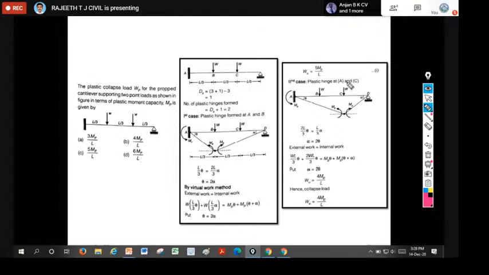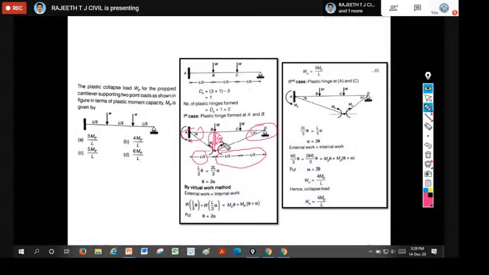To calculate the external work done, we should calculate delta here. Delta should always be calculated below the point load. If you observe, this span is L by 3 plus L by 3. If you go for theta, delta will be L by 3. Therefore, you should express alpha in terms of theta.